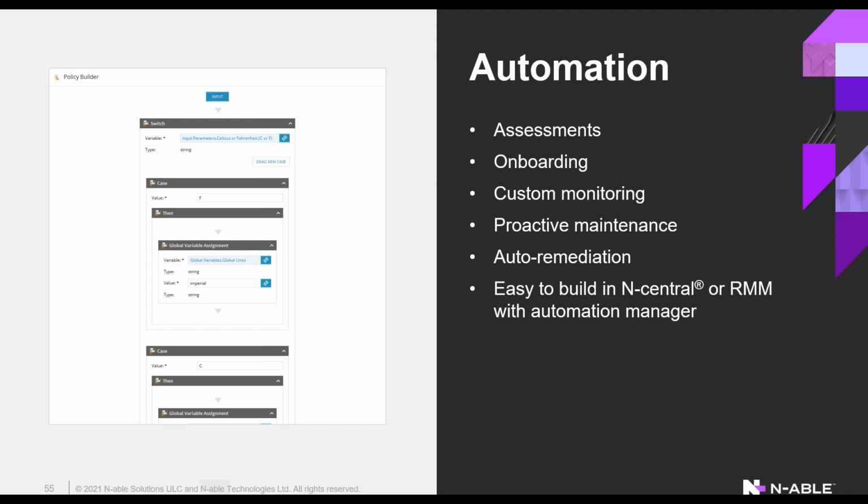All right, we've talked a lot about automation today. We've talked about where it fits in each of these: assessments, onboarding, custom monitoring, proactive maintenance, self-healing. And we kind of hit on the fact that inside RMM, the Insight RMM and in Central, if you're using those tools, we have what's called the Automation Manager. It pumps out Automation Manager policies, or AMP files. It's a drag and drop GUI interface that allows you to script without knowing how to script.